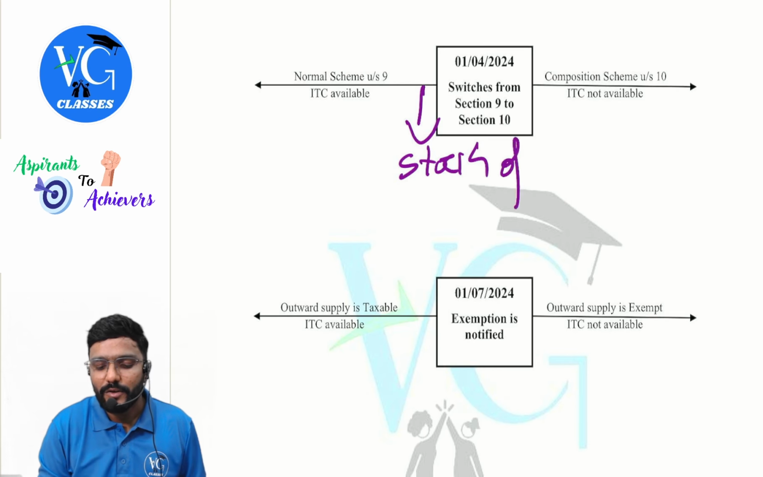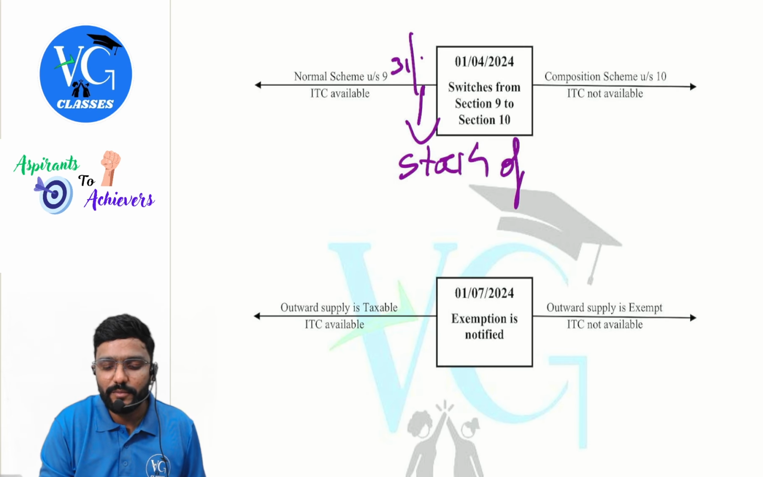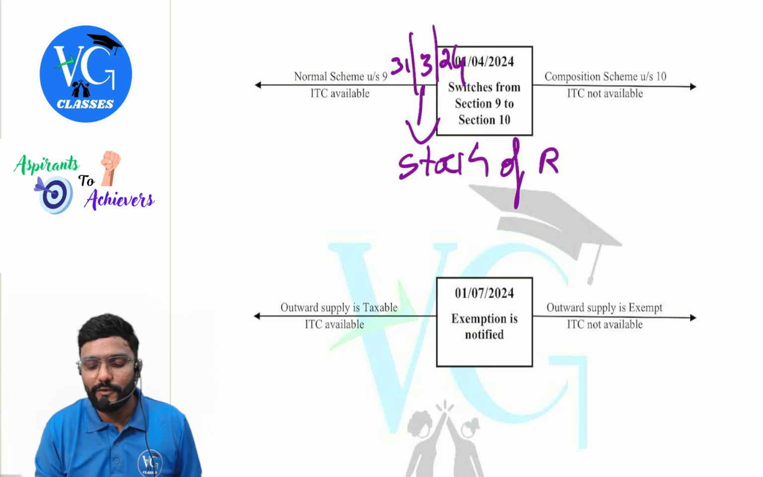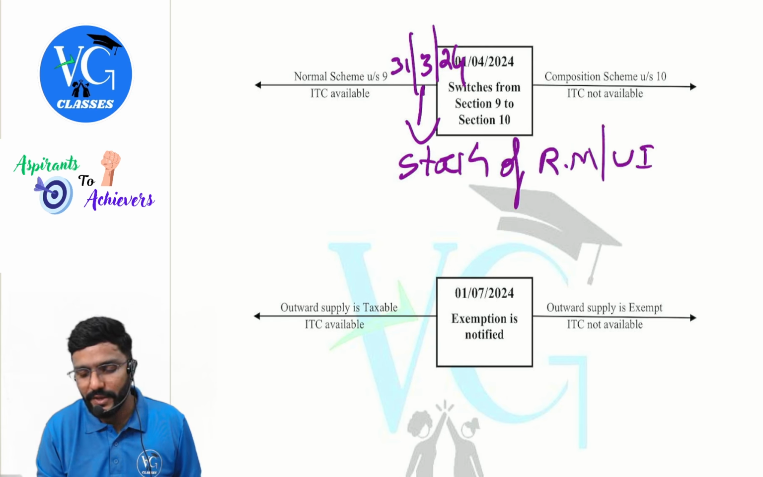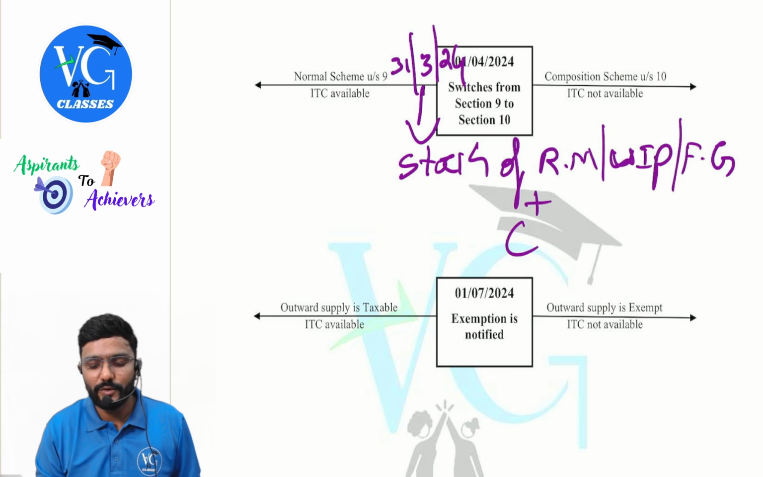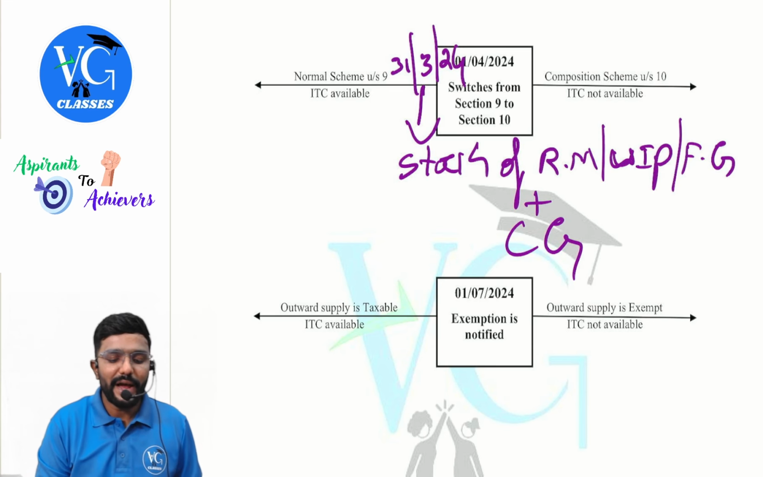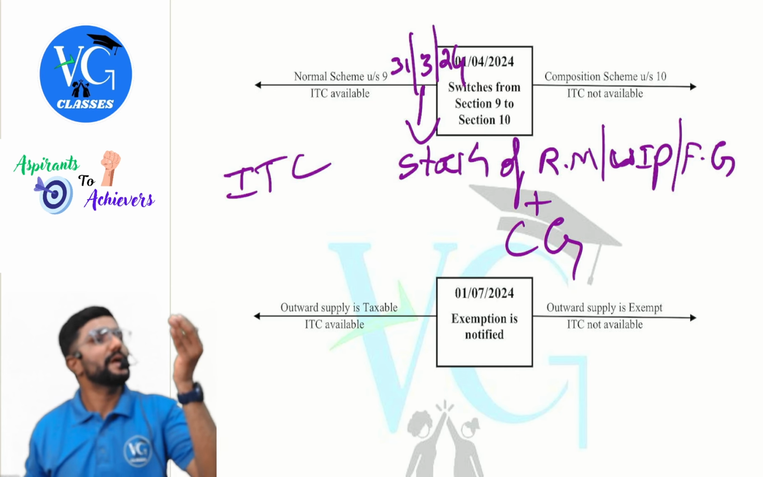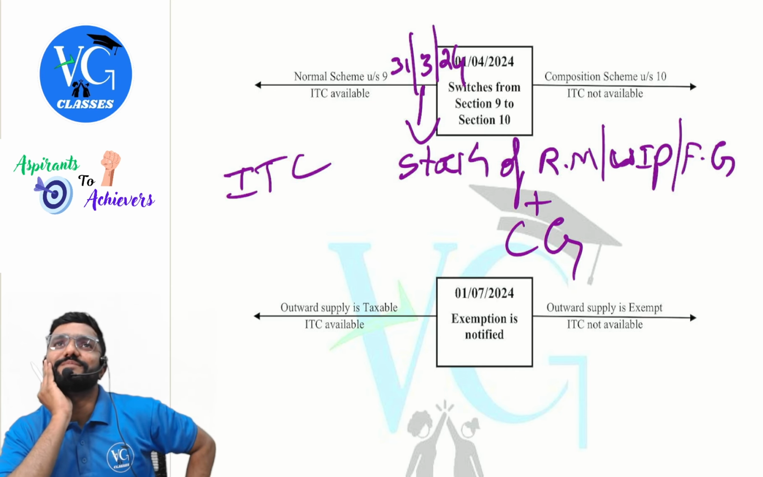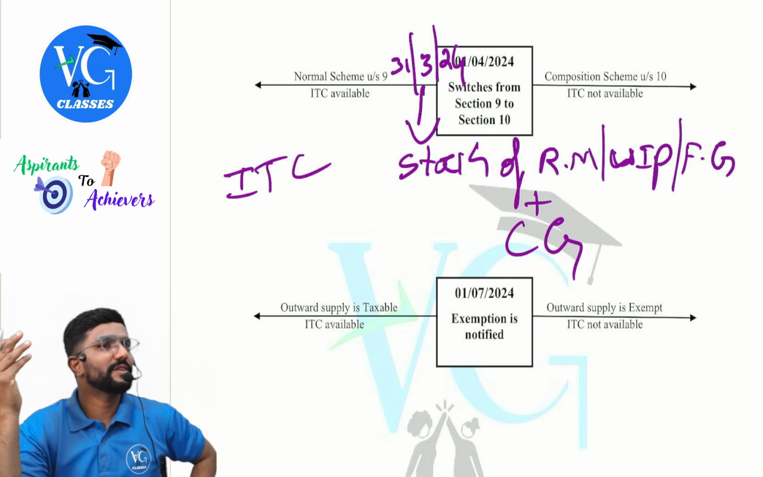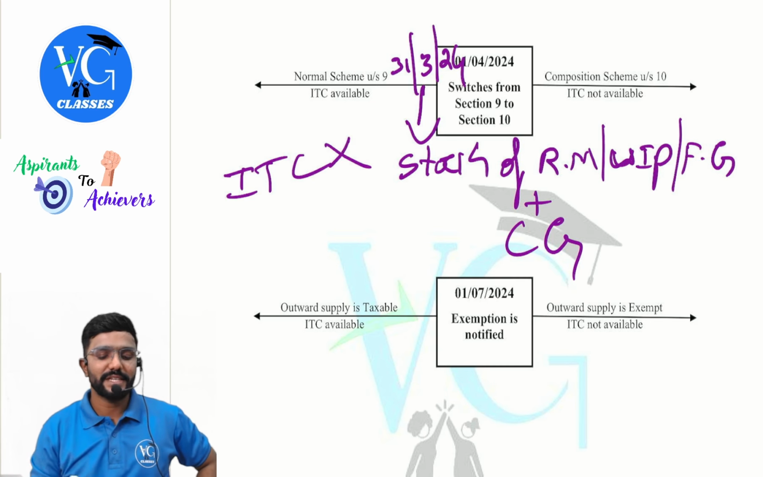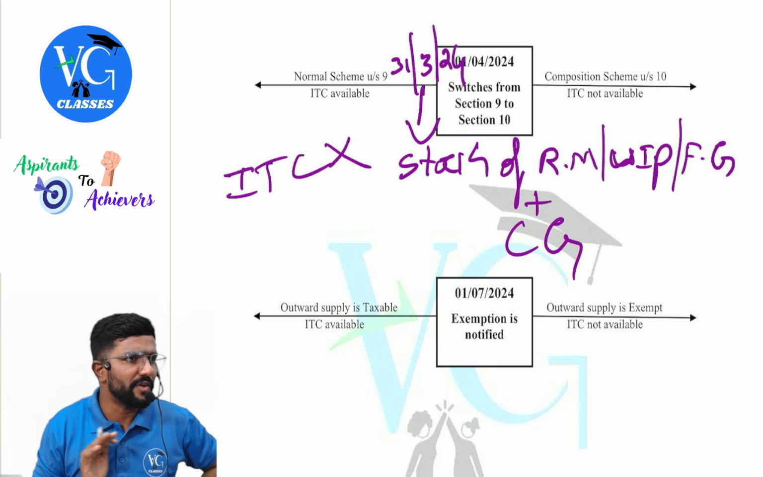Stock of what and all? On what date? 31st March 24. The immediately preceding day. If you have a stock of raw material, WIP and finished goods plus capital goods. Now listen, if you had ITC on it, check whether you already claimed or not. If you have not yet claimed, you are thinking to claim, but now you switch to composition scheme. Can you claim the credit now? No, you cannot. It will become lapse. You cannot carry forward also.